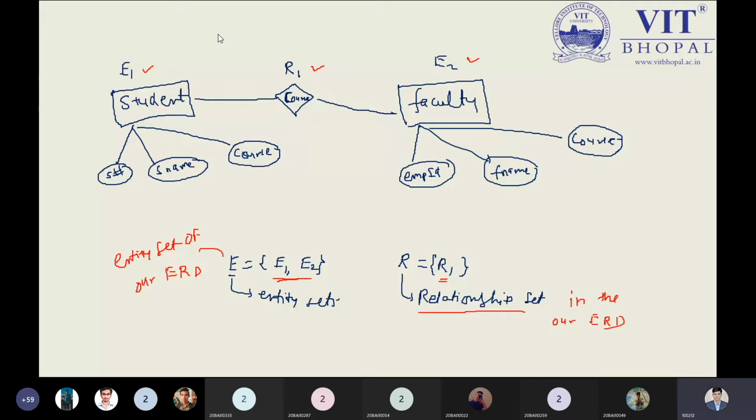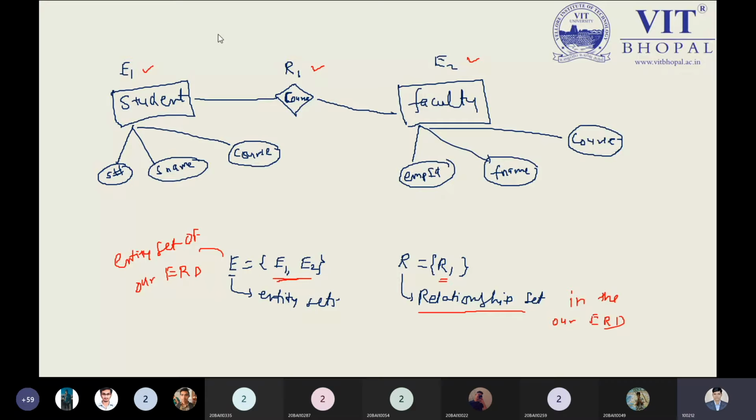So the entity set of the ER model, how does it become E1 and entity E2? So mathematically I can draw my concept like this one. So what is the entity set? You can write E1 and E2. So what is E1? Student and faculty. This is the entity set. So what is the relationship set?